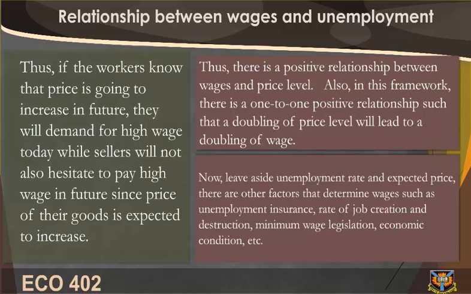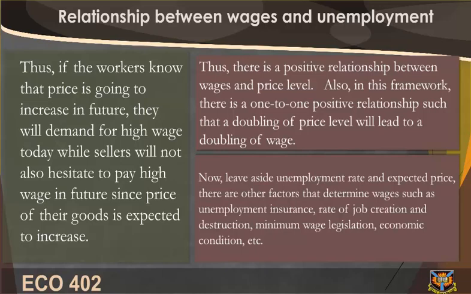Thus, if the workers know that price is going to increase in future, they will demand a high wage today, while sellers will not hesitate to pay a high wage since the price of their goods is expected to increase. Thus, there is a positive relationship between wages and price level. Also, in this framework, there is a one-to-one positive relationship such that a doubling of price level will lead to a doubling of wage.